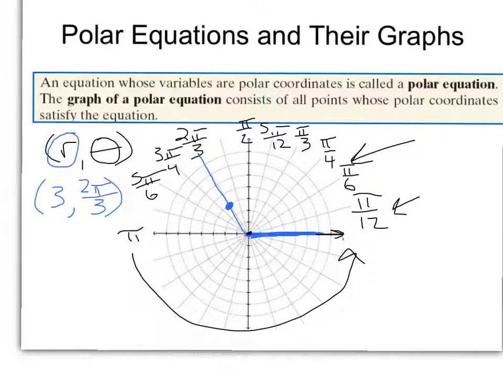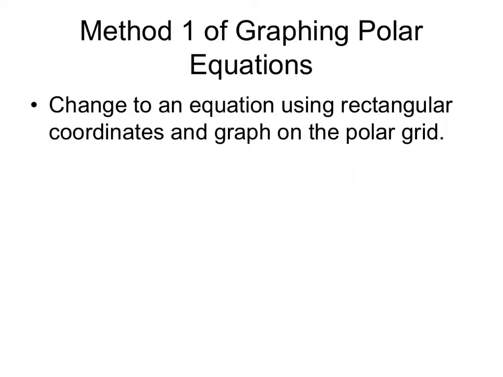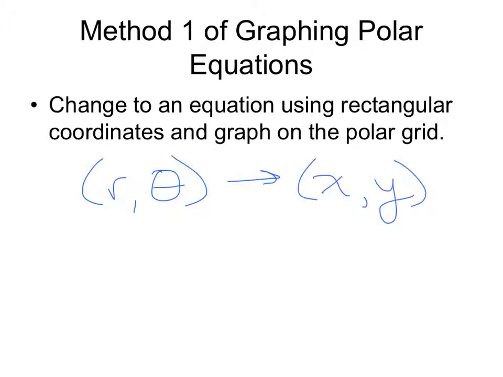Let's actually get to some graphs. In order to graph, we're going to go over two methods that we can use to graph polar equations. The first method is to change the equation from being in terms of polar coordinates to writing it in terms of rectangular coordinates. So I'm going to go from having an equation written in r and theta to having an equation written in terms of x and y. All right, that is our goal.